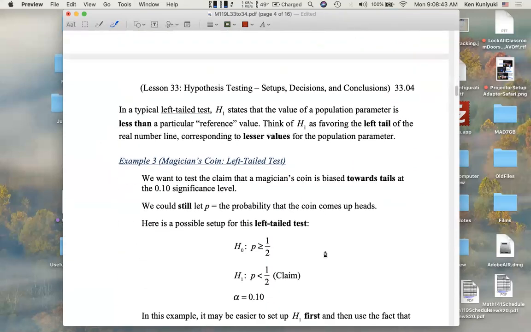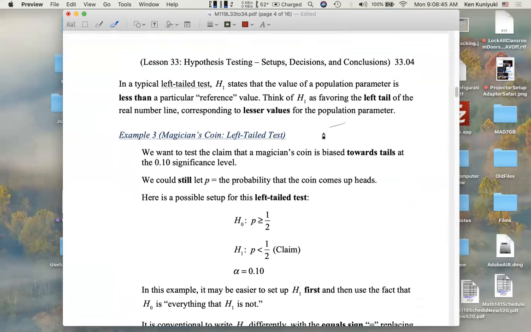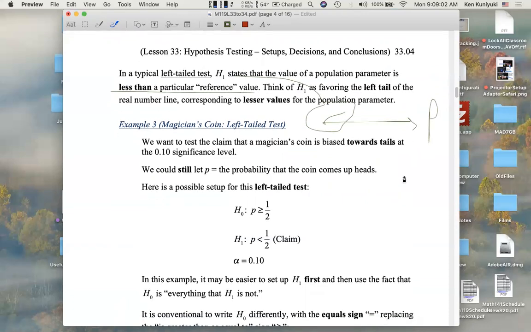With a left-tailed test, well, no surprise there. In a typical left-tailed test, the alternative states that the value of the population parameter is less than a particular reference value. So in a left-tailed test, the alternative looks towards the left tail. Right now, we're looking at values for P, but this could be a number line for mu or sigma squared, for example.